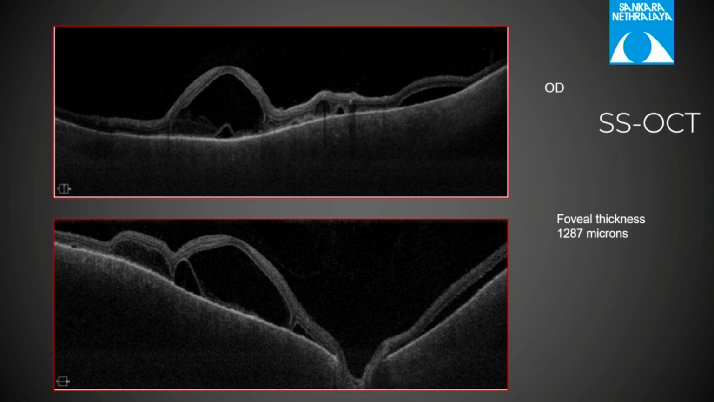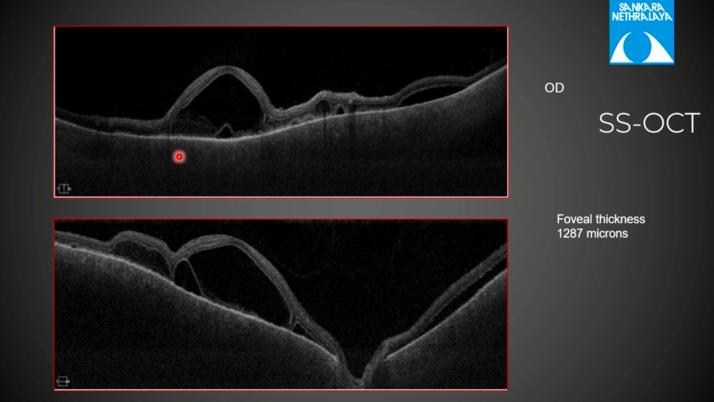This is the right eye, long scan image, SSOCT image of the right eye. Here you can see that the inner retinal layers are thrown into folds, and there are multiple subretinal fluid packets noted here, and some PEDs, pigment epithelial detachment, noted below. Here there is also a characteristic feature seen: a bacillary layer detachment is noted.